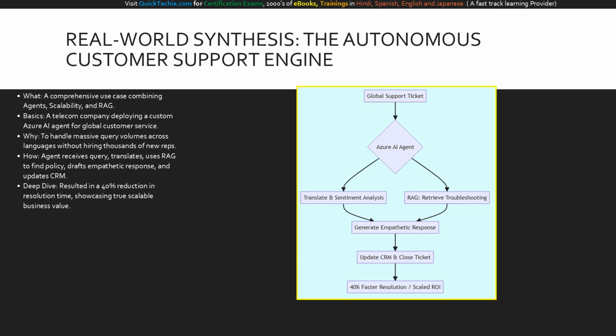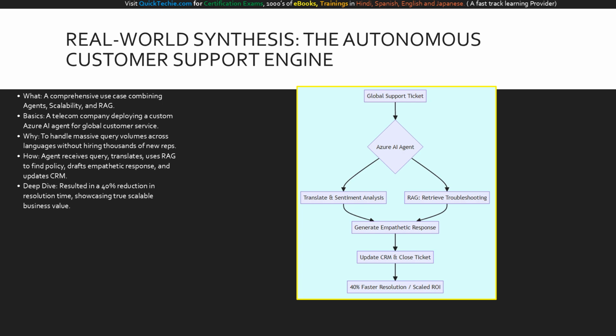Let's tie all these foundational concepts together with a real-world use case that is highly impactful: the autonomous customer support engine. Imagine a global telecom company drowning in customer support tickets across multiple languages. They need to scale, but hiring linearly isn't feasible. They choose to build a custom Azure AI agent.